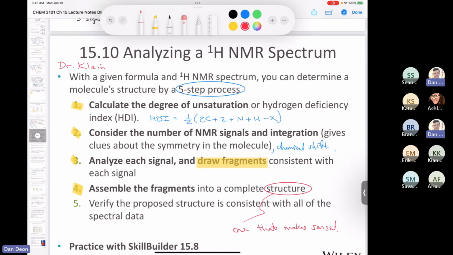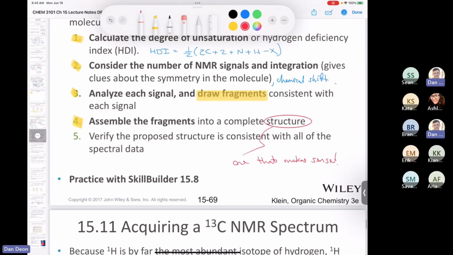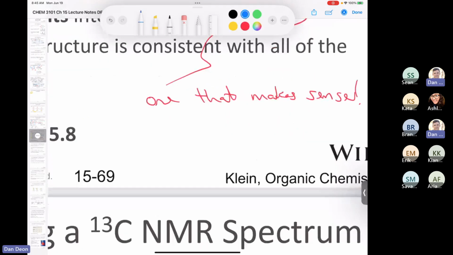You get an oxygen with 1 bond. No, that's impossible. You've got a carbon with 2 bonds on it. No, that's not happening in this class. So you want to make sure that the structure is consistent with all the spectral data. And there you go.